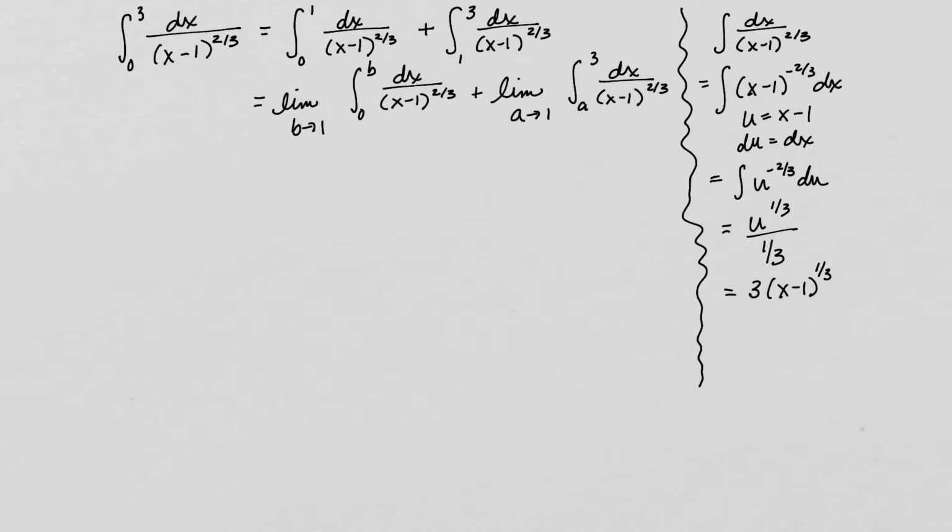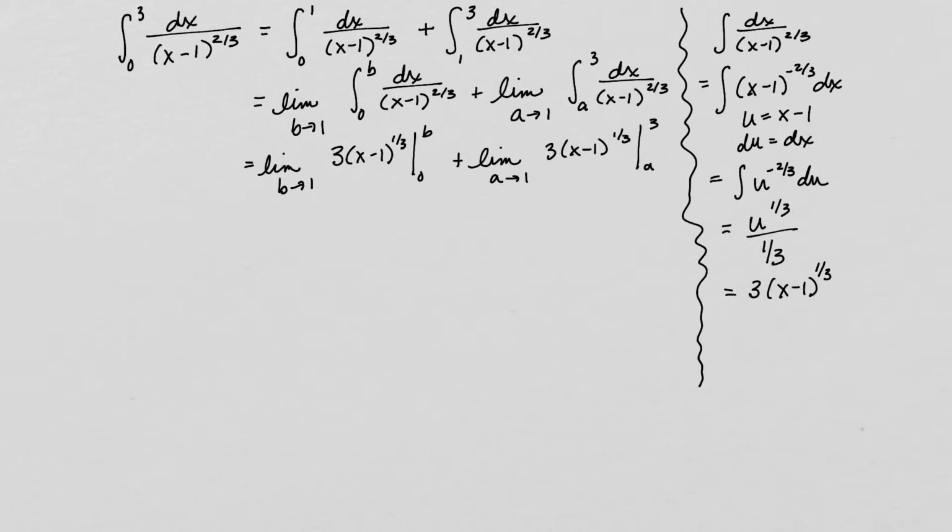Questions on my integral at all? No. Okay, so this is going to be the limit as b approaches 1 of 3 times (x minus 1) to the 1/3 evaluated from 0 to b, plus the limit as a approaches 1 of 3 times (x minus 1) to the 1/3 evaluated from a to 3.